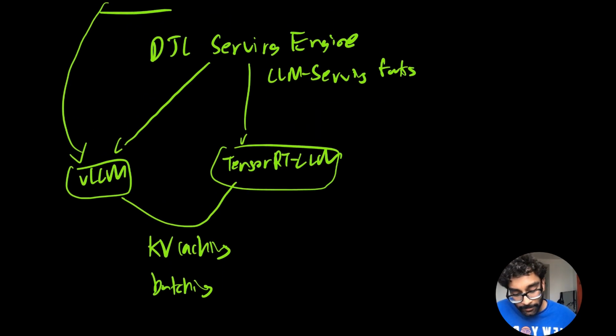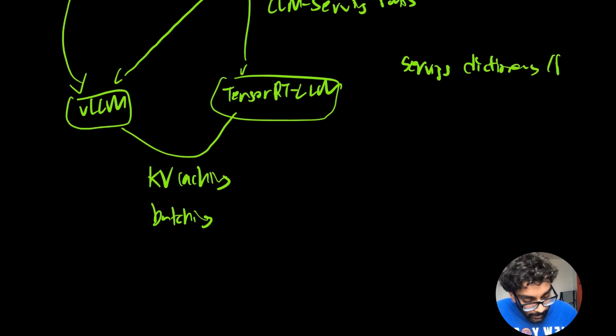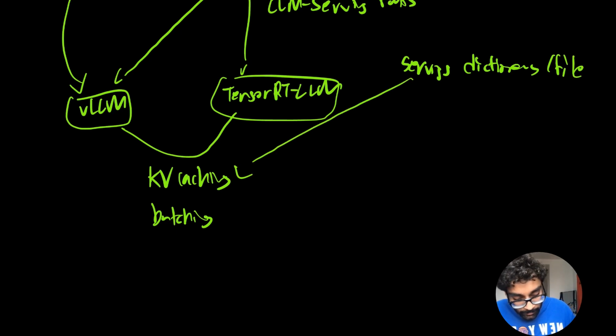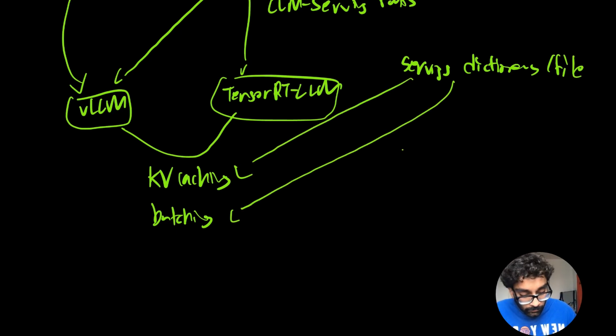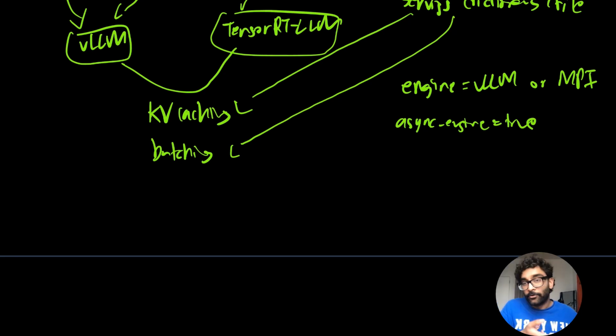But yeah, essentially you can pick one of these backends and you can configure a bit of a servings dictionary or file basically. And in this, you define these different optimizations depending on the engine you use. So you can specify here for engine, you can assume this is something like vLLM or MPI, which represents the TRT LLM. And then you can have the different serving properties here. So if you're using vLLM, there's the async engine, for example. You can set that to true and basically kind of iterate and go through this.